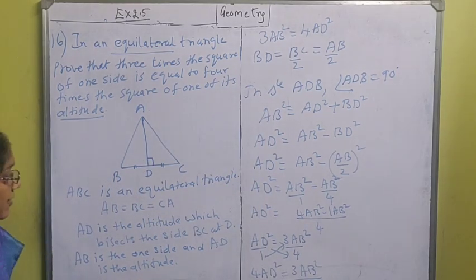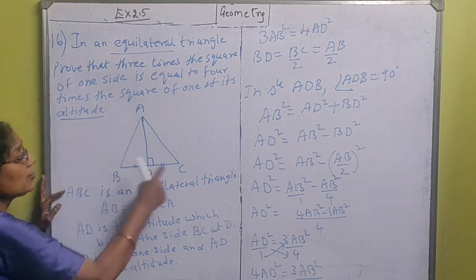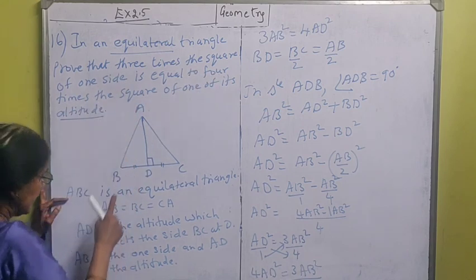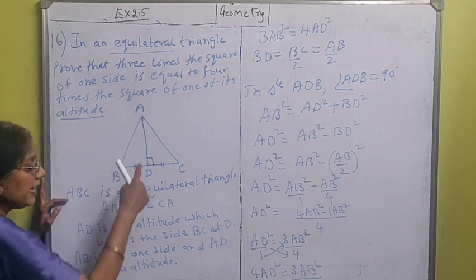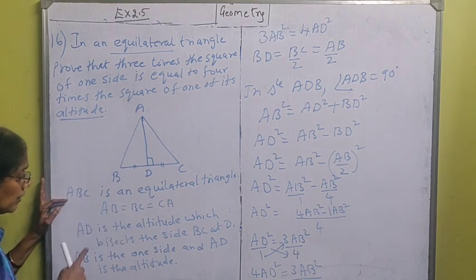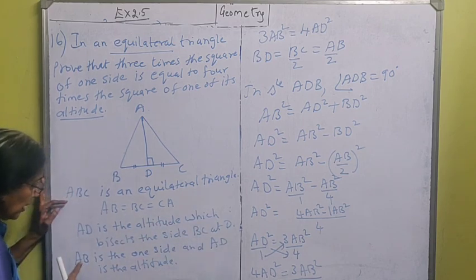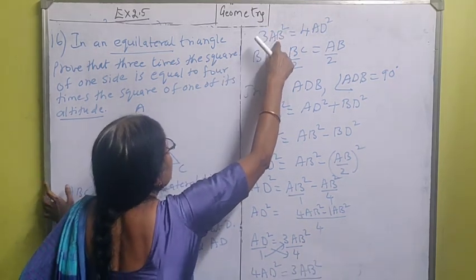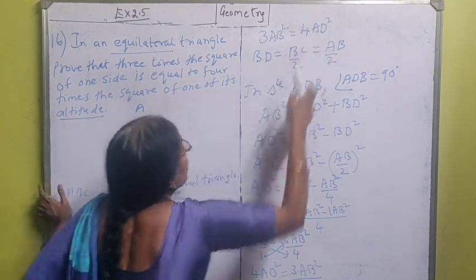So once again I will explain to you. So here is given an equilateral triangle. So ABC is an equilateral triangle, where AB is equal to BC is equal to CA. So we have to take 3 times the square of one side. So I have taken AB as the one side. And which is the altitude? AD is the altitude. We know that AD is the altitude which bisects the side BC. So what we have to prove is that thrice the square of the side AB, that is 3AB square, is equal to 4 times the square of the altitude, that is 4AD square.